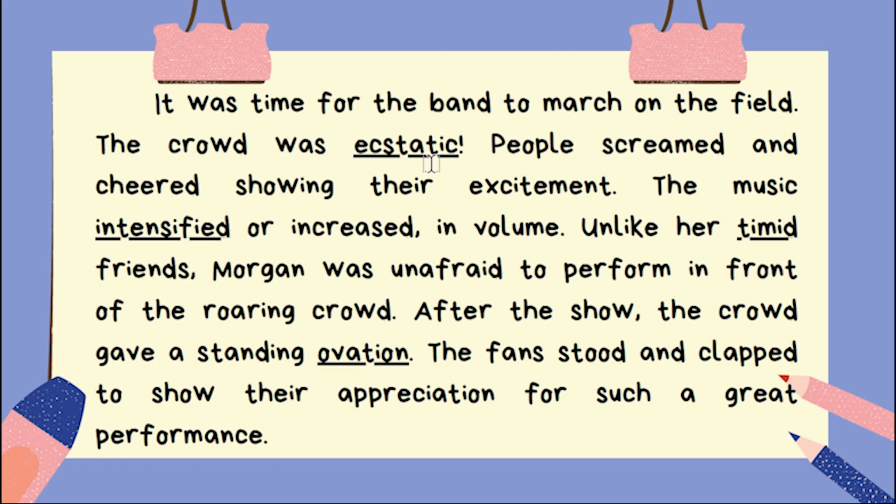Remember, if you can't find a clue in the sentence you just read, you should keep reading. A word's context includes the words and the sentences around it. Let's start again at the beginning so we can gather all the context surrounding the word ecstatic. It was time for the band to march on the field. The crowd was ecstatic. People screamed and cheered, showing their excitement.